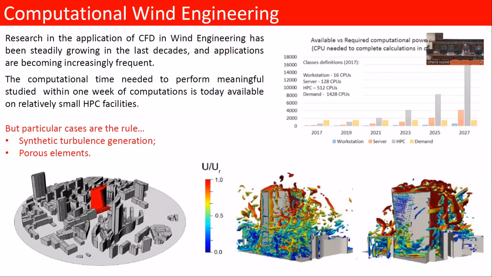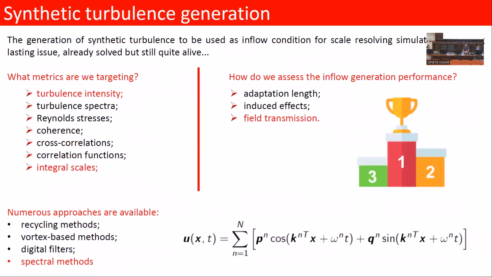Everybody knows that, but the problem is that every time you go into a real project, you always find additional difficulties with respect to the standard tools you have available. The two very important difficulties are the generation of synthetic turbulence, since you need to obtain an atmospheric boundary layer, and the presence of porous elements, which show little pores that are impossible to mesh in practice. So we need to homogenize the porous elements and get meaningful results from homogenized models. So let us start with the turbulence generation.